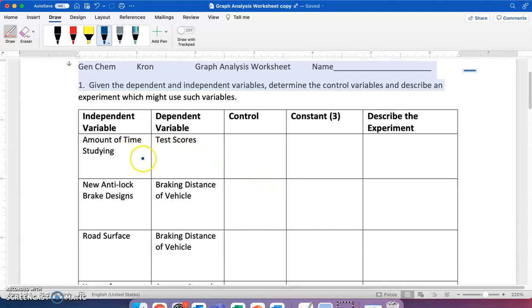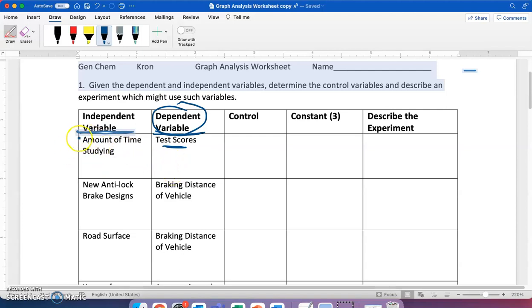Now, when we run an experiment, what we like to do is we always like to change one variable, that's the independent variable, and see how something else responds to it. Now the thing about running experiments is that there's always a lot of variables that can affect our dependent variable. There's a lot of things that go into test scores that can improve them or decrease them. A good night's sleep, poor diet, good diet, having a good day, a bad day.